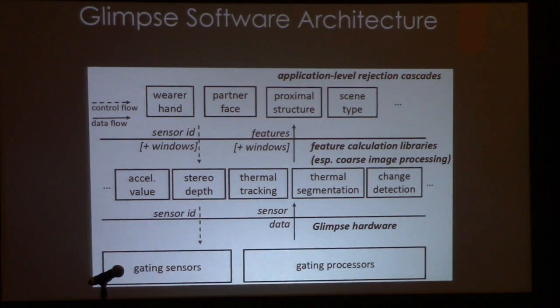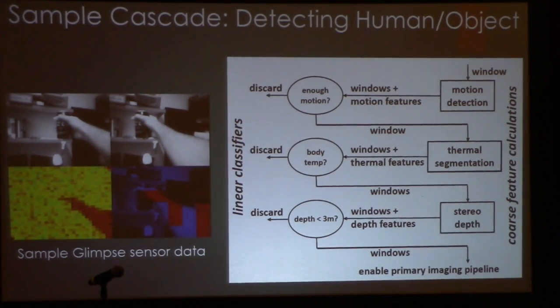To give you an idea of how the programming model of Glimpse gating works, let's focus on the Glimpse software architecture. Down below we have the Glimpse sensors and Glimpse processors. Using these, we have provided some feature calculation libraries that the user can simply chain together to come up with programs that decide on the scene with a single output. These programs that the user can write, we call rejection cascades. Let me give you an example of a rejection cascade. To the left, we're seeing some sample output of the board, or what the user is actually seeing.